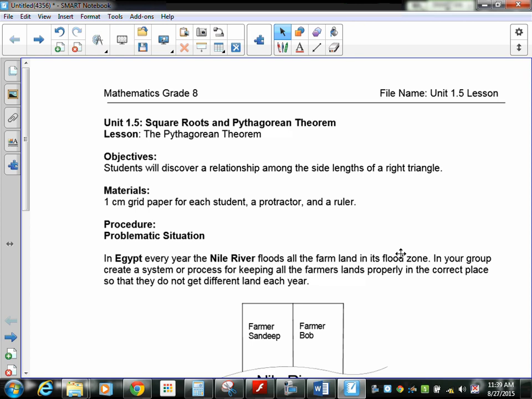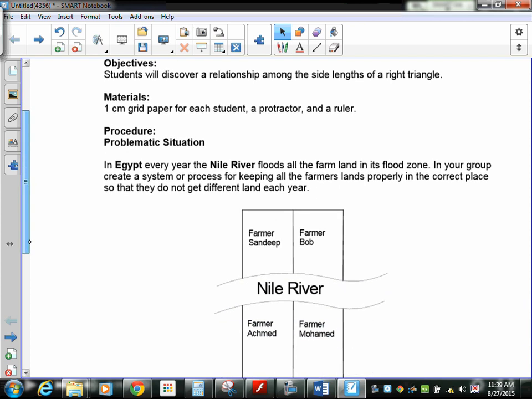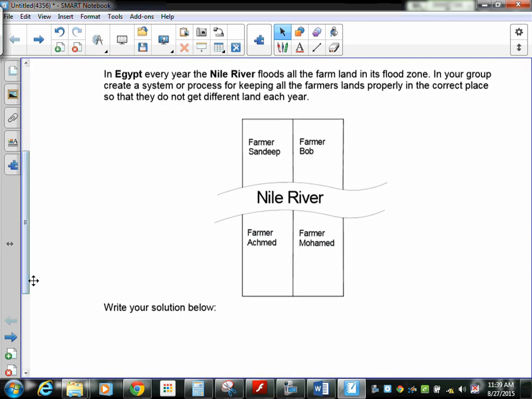What I would normally do, if this was a class, is have you do some exploration, but because you're at home, it probably won't work. So I'm going to do something a little bit different here. In Egypt, every year the Nile River floods all the farmland in its flood zone. So basically, it washes out all the fields.